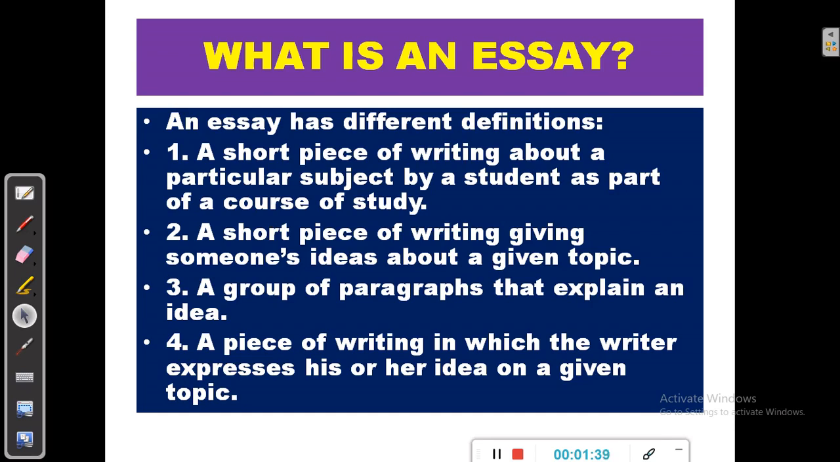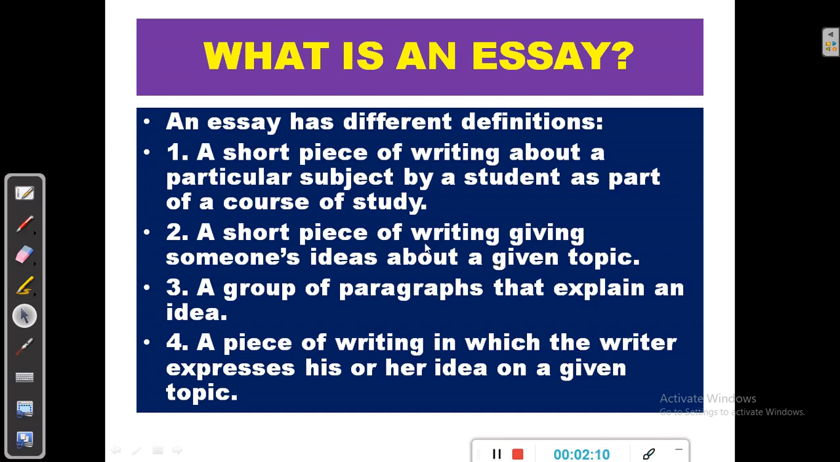Now, the second definition is a short piece of writing giving someone's ideas about a given topic. You know, someone may be an entrepreneur who is writing a blog post and an article for a website and so on and so forth. A piece of writing giving someone's ideas about a given topic.